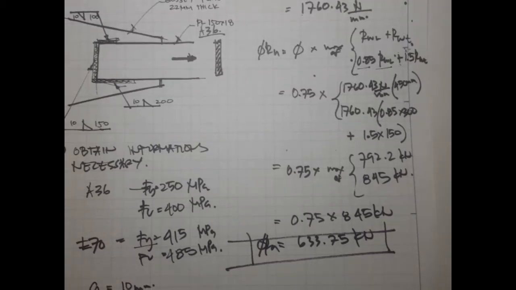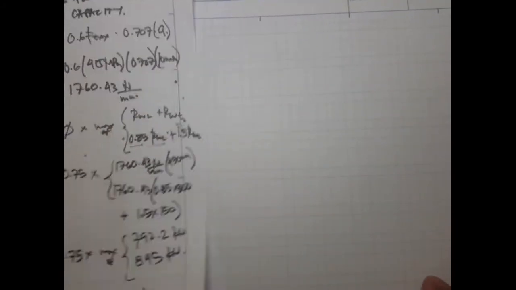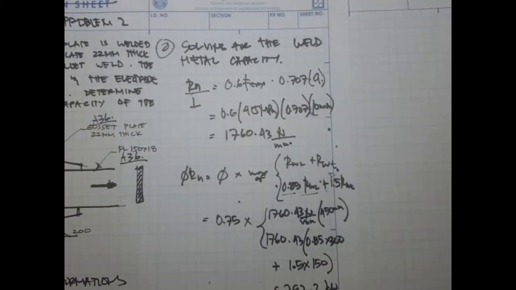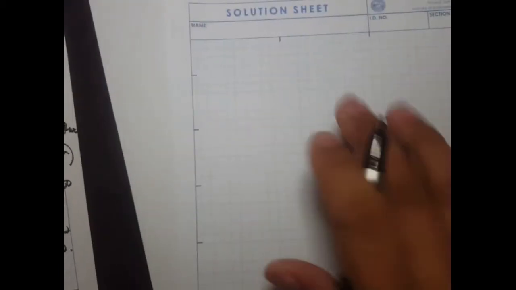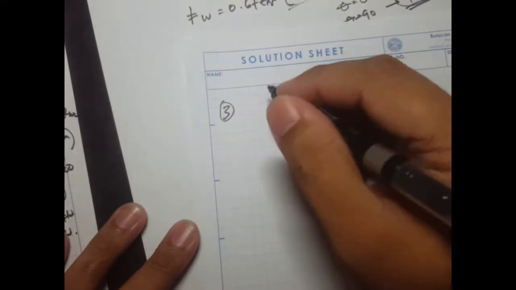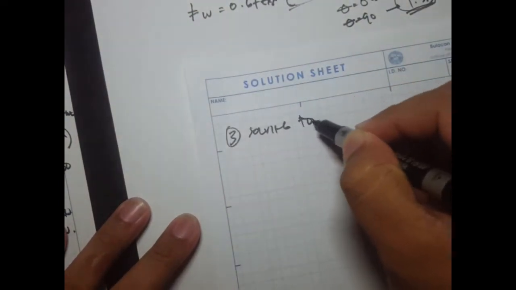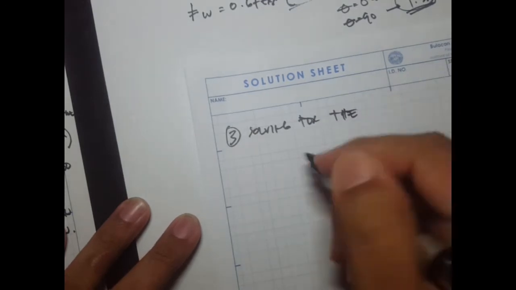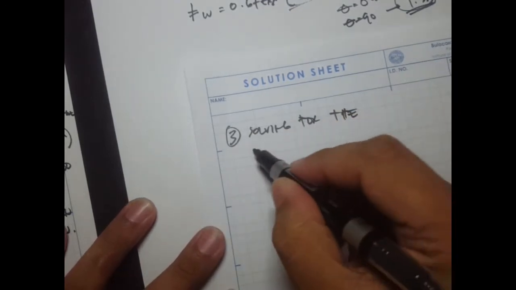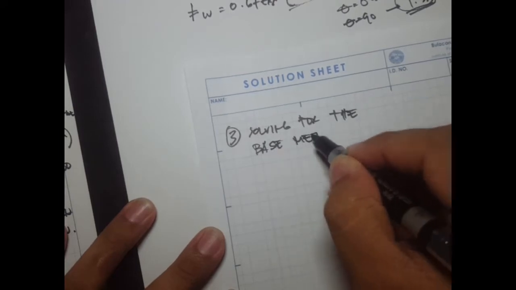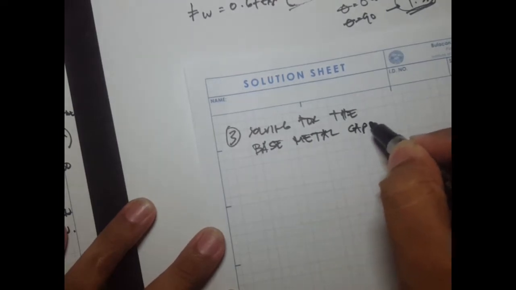All right, now we will continue our computation. We're done with the weld metal capacity of these welded connections. Now we'll solve for the base metal capacity.